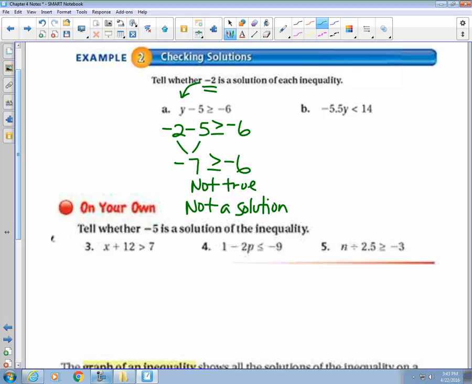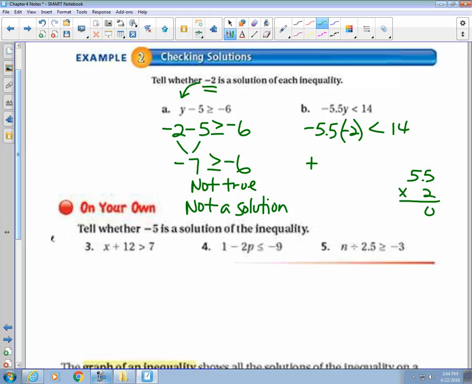I have negative 5.5y is less than 14. So I'm going to plug in negative 2 for the y. Remember to put it in parentheses. It means multiply here. So negative 5.5 times negative 2 is less than 14. Well, what I'm going to look at here is I have a negative times a negative. Automatically, the rules for multiplying negatives tells me that my answer is going to be positive. And then I'm going to go ahead and multiply 5.5 times the 2.